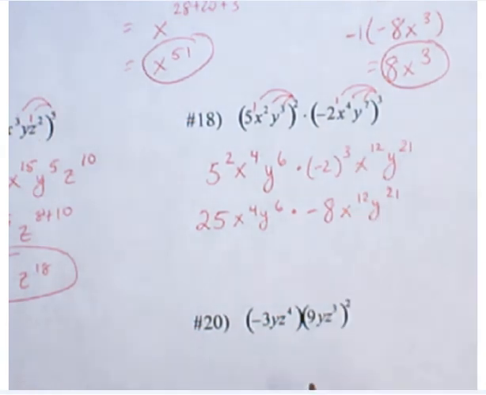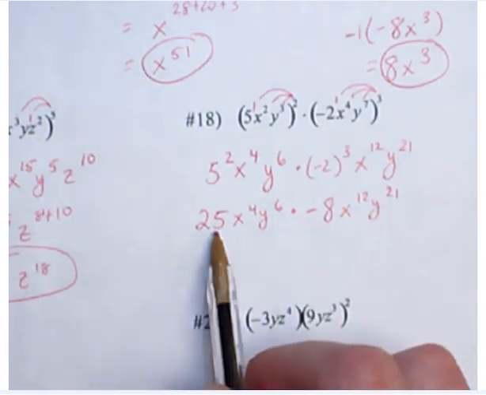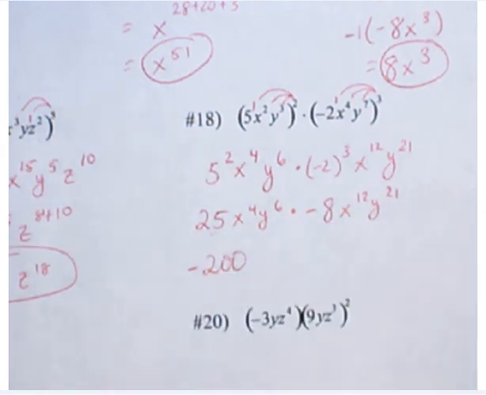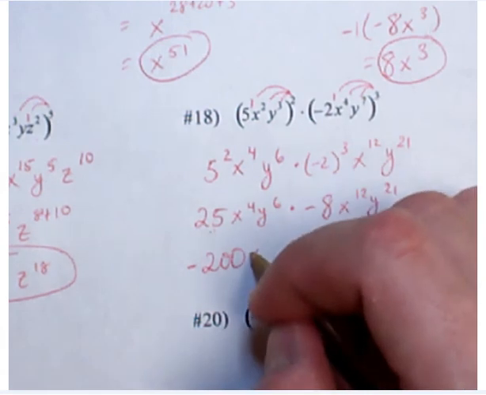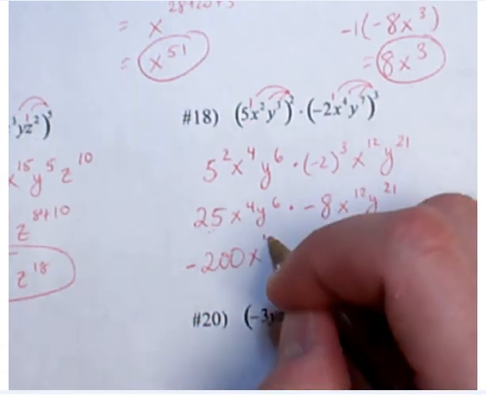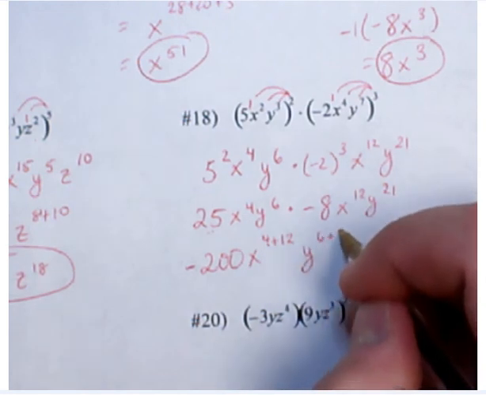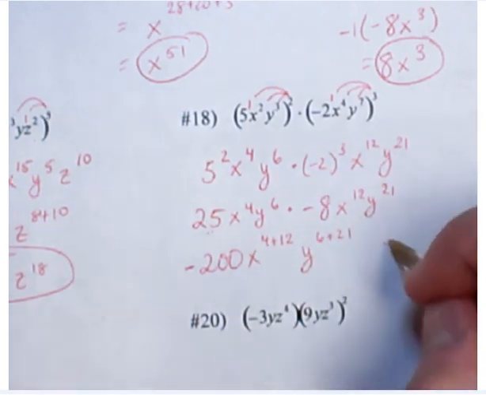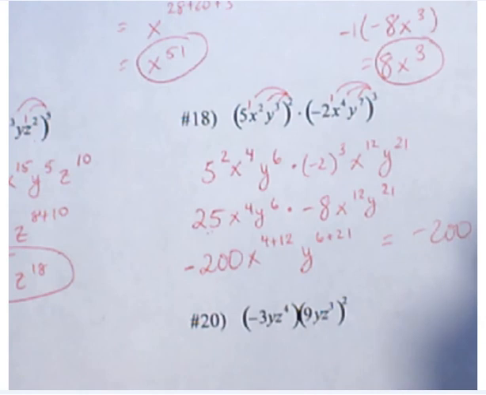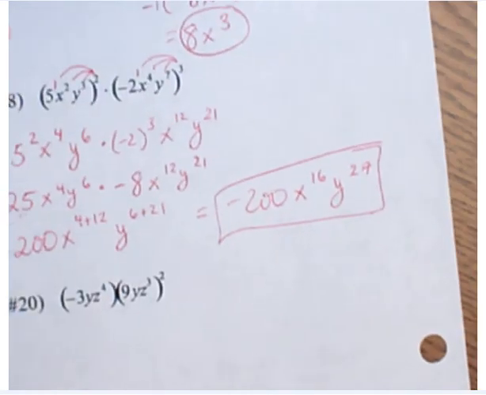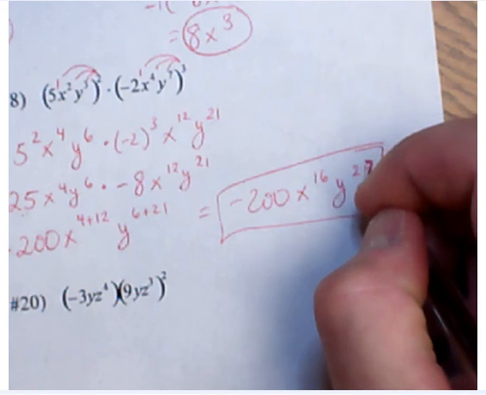Okay, last thing we'll do, let's multiply the coefficients. 25 times negative 8. I would use the calculator probably on that one. You get negative 200. X to the 4 plus 12. Add the exponents. Y to the 6 plus 21. And we get negative 200 x to the 16th, y to the 27th. And that is the answer. Negative 200, x to the 16th, y to the 27th. That's a 7.